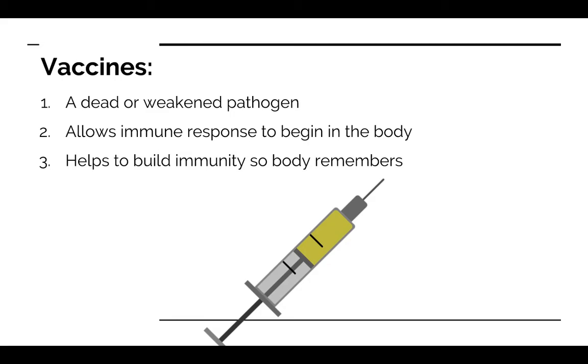Vaccines. So vaccines are just a dead or weakened pathogen. They allow the immune response to begin in the body, and they also help build immunity so the body remembers whatever the pathogen is later on. One thing we should keep in mind when you get a vaccine, so let's say you get this year's flu vaccine, it will only protect you against this year's flu. It won't protect you from next year's flu because next year's flu is going to be slightly different and the antigens will be different in it. So vaccines are specific and they will only work for a certain kind of virus or maybe a few viruses, but won't work for everything.